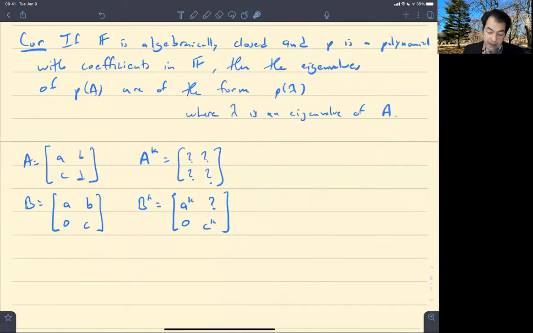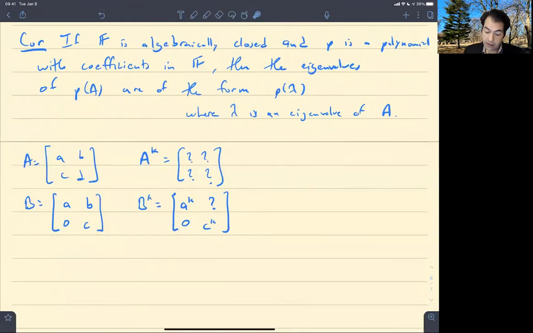Now, this matrix B, I know exactly what its eigenvalues are. Its eigenvalues are A and C. So the eigenvalues of B to the K are easy. They're A to the K and C to the K, right? But now the theorem tells us that every matrix of this form, as long as we're working with, say, the complex numbers, every matrix of this form is similar to a matrix of this form.